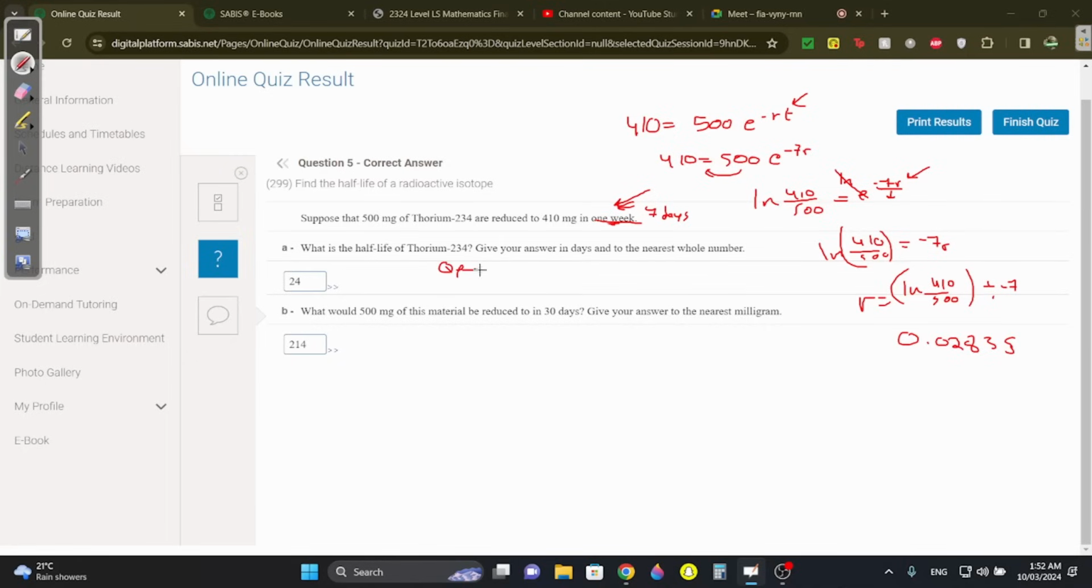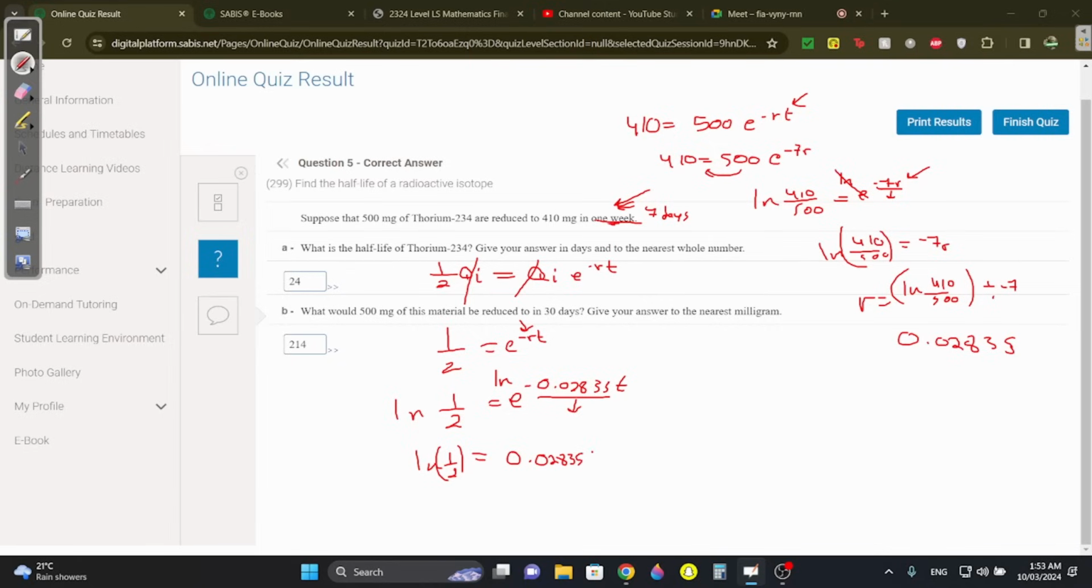So you know we say Q final equals Q initial times e to the power of minus RT. In this case, the final is actually half of Q initial, so half of Q initial equals Q initial times e to the power of minus RT. We can simplify a bit here. Qi with Qi, you'll be left with half equals e to the power of minus RT. We know R is 0.02835, so half equals e to the power of minus 0.02835 t. Now again, we have to take ln on both sides because we need to take this power down. So you'll get ln half equals negative 0.02835 t.